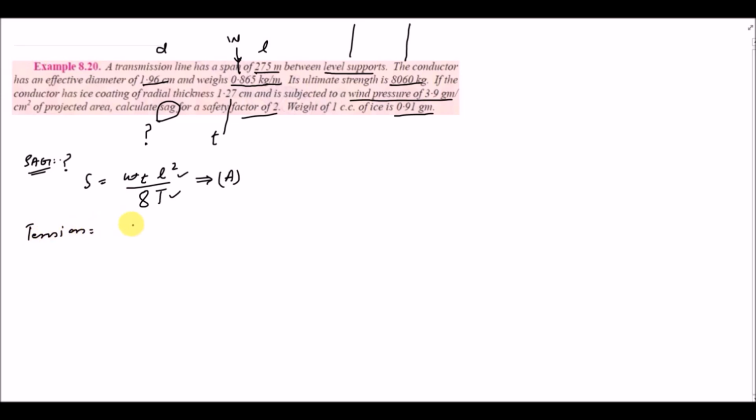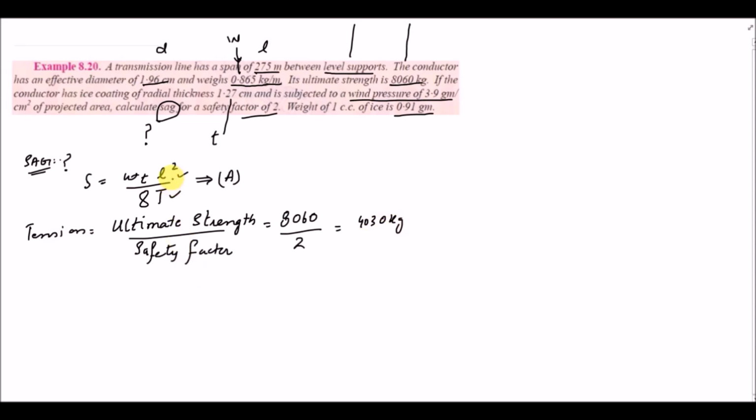It is ultimate strength over safety factor. So ultimate strength was 8060 over safety factor is 2. So the tension is 4030 kilogram. Now for span, L is equal to 275 meter. So the only thing that we don't know is the total weight.